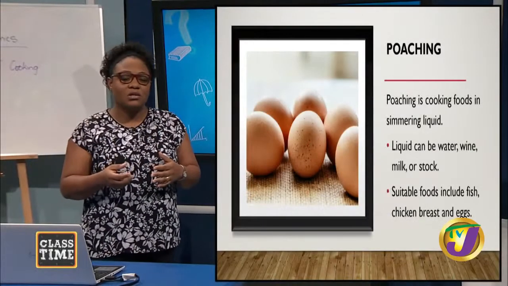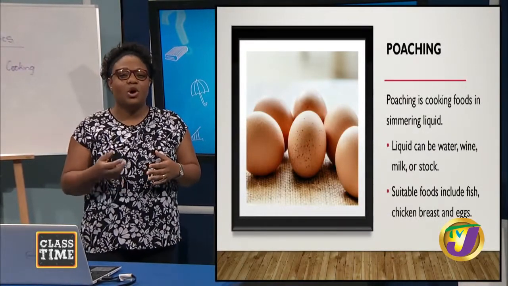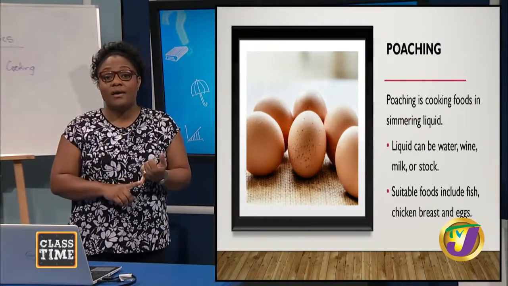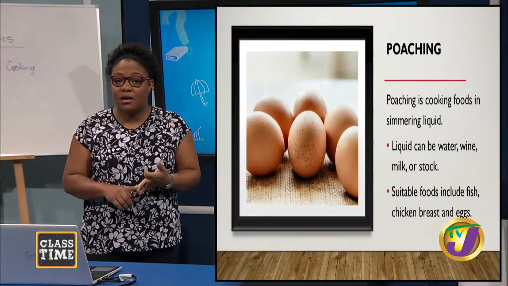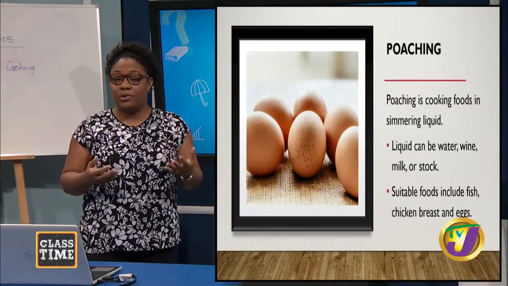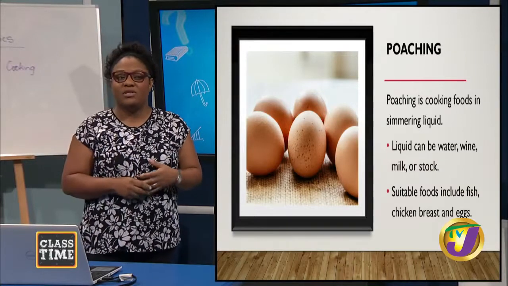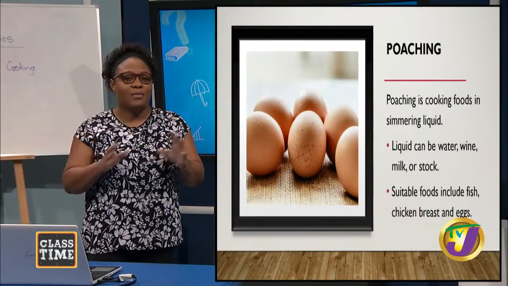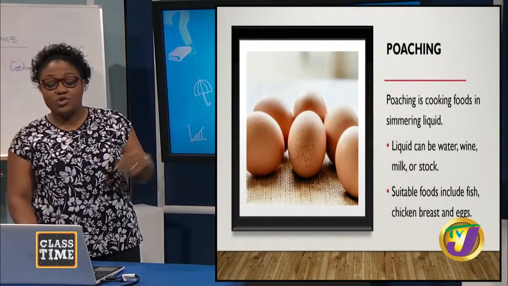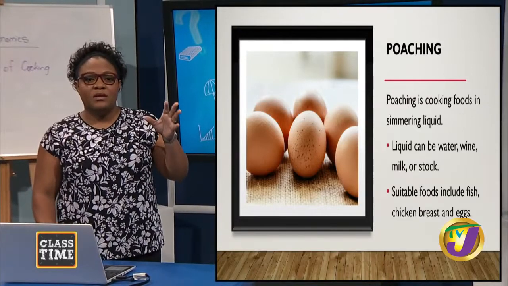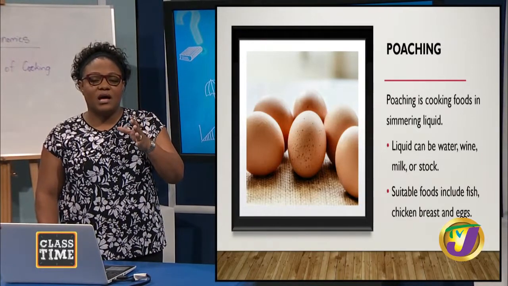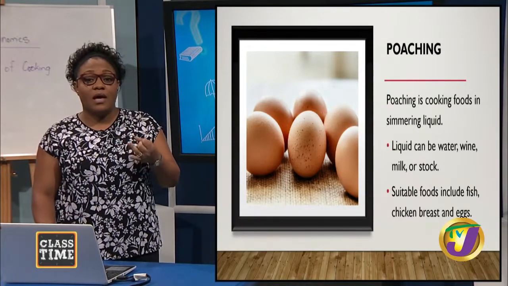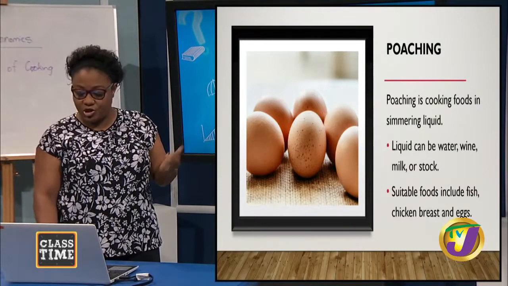So we allow the water or the liquid that it is being poached in to come to a simmer, light bubbles coming up. And the liquid can be wine, milk, or stock. I've actually seen some persons use oil, but I'm not going to look at that today. But just in case you see it, it is possible to poach in oil, but I'm not going to address that one today. And so, suitable foods: we normally use food items that don't have a lot of connective tissues, so it's quick and easy to cook. Such food items include chicken breast, fish, and eggs.